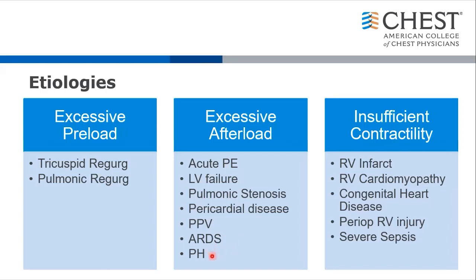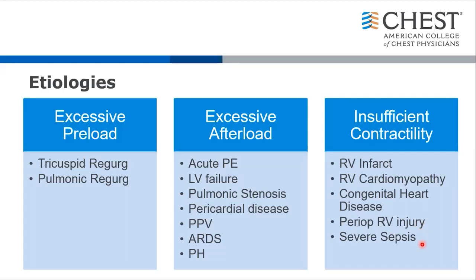And then finally, just well-established PH. By definition, almost all those patients have excessive afterload. So this will be in the excessive afterload category. And then finally, in the insufficient contractility, you've got RV infarct, RV cardiomyopathy, a congenital heart disease that's affecting contractility of the RV. Sometimes perioperatively, the RV can be injured in such a way that it does not function and contract the way we would like.